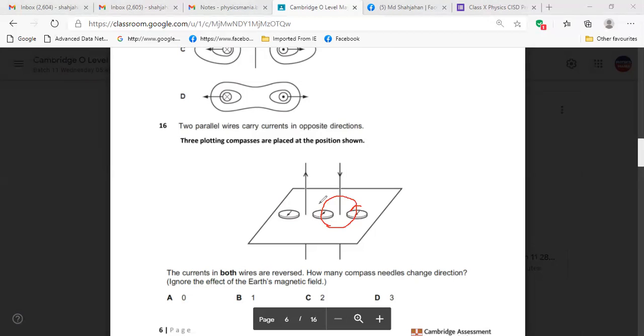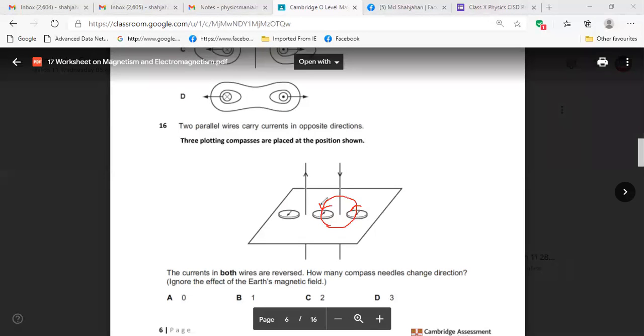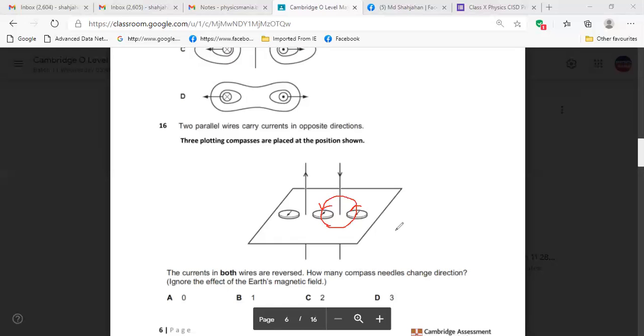Okay, this one is done. Now after these two compasses' direction changed, then we think about this one. Okay, so already these two changed, right? Yes. Okay, already these two changed. Now come to this one.